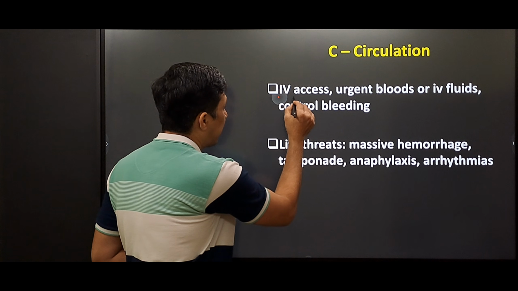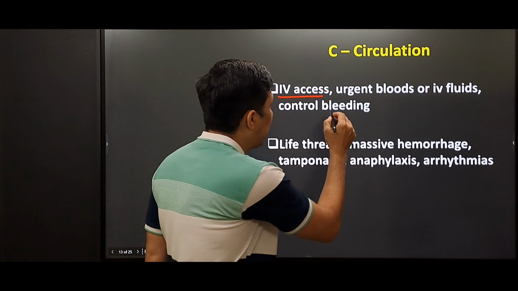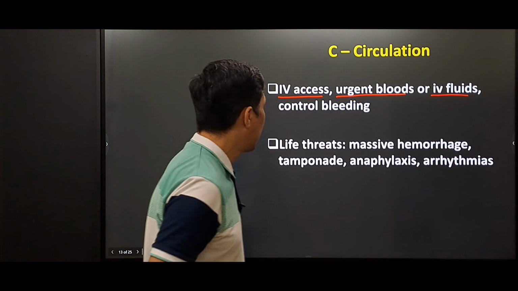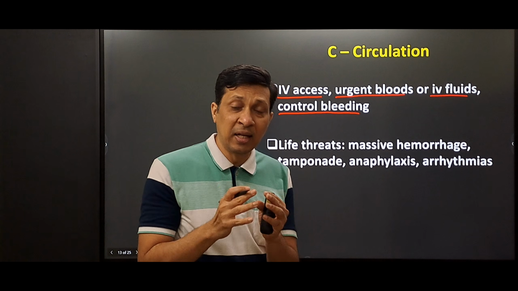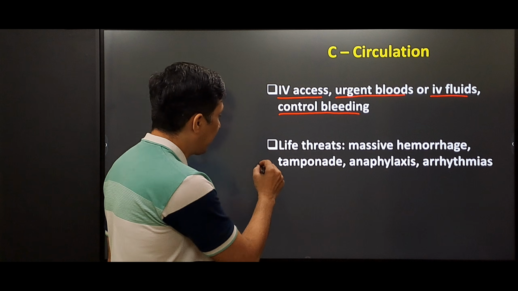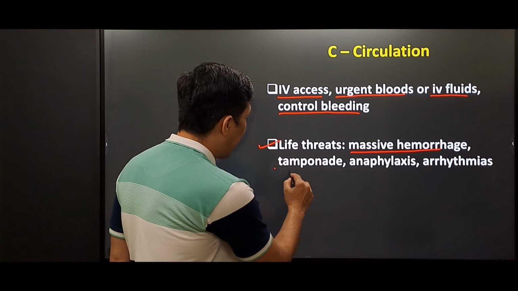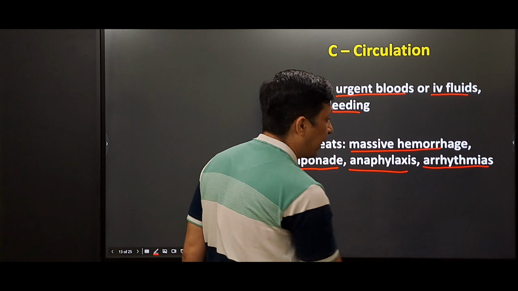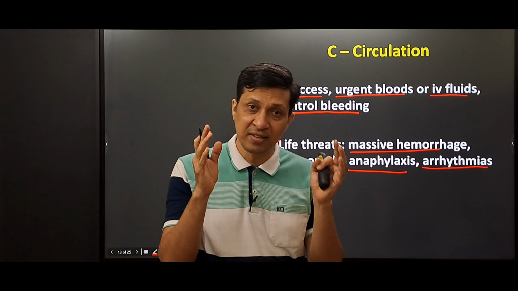You will immediately secure IV access with two large bore cannulas. You may need urgent blood for transfusion or IV fluids, and you will also have to control bleeding. If you can see any external bleeding that is life-threatening to the patient, then you have to control that. Then there are certain life-threatening conditions like, as I have already said, massive hemorrhage or bleeding. There can be cardiac tamponade, anaphylaxis, or certain life-threatening arrhythmias. All these conditions you have to manage under this heading, that is circulation.